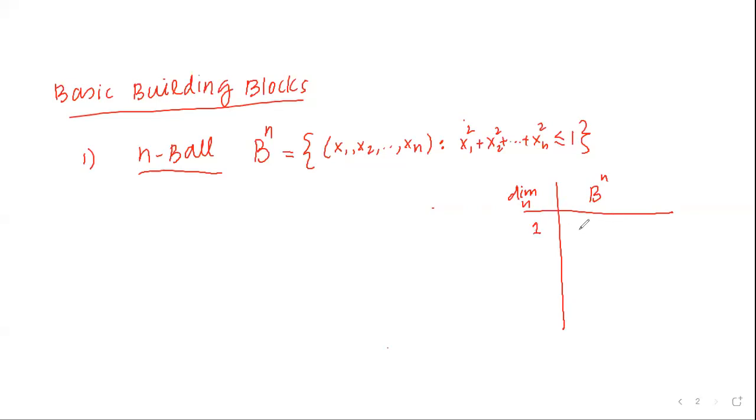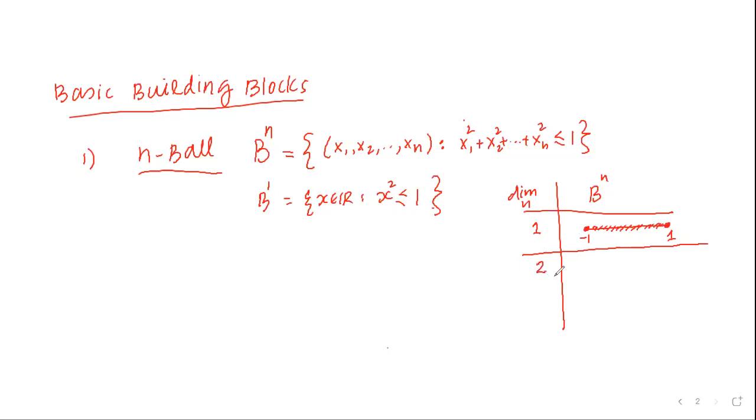So in one dimension, the definition of B1 becomes all those real numbers which satisfy x square is less or equals to 1. So this is a simple inequality. You have studied this thing: x square is less or equals to 1. So all those points from -1 to 1 satisfy this. So B1 is a line segment from -1 to 1, or a closed interval from -1 to 1.